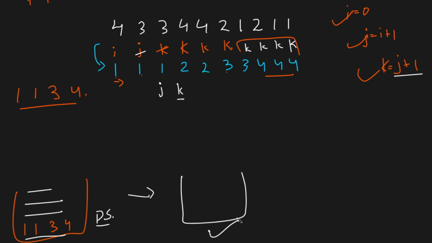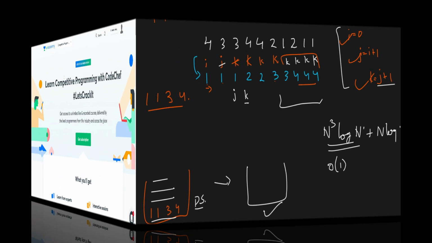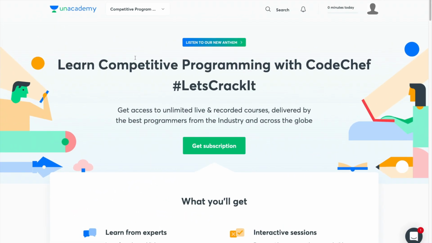Now what is the time complexity of this approach? Since you are using 3 nested loops, that's for sure n cube. And the next thing is you're doing a binary search on the right half of the array, so approximately it's going to be logarithmic of n. So that is near about n cube log n, and you're using an extra space of big O of 1. And if you want to add the sorting to it, it's going to be n cube log n plus n log n.